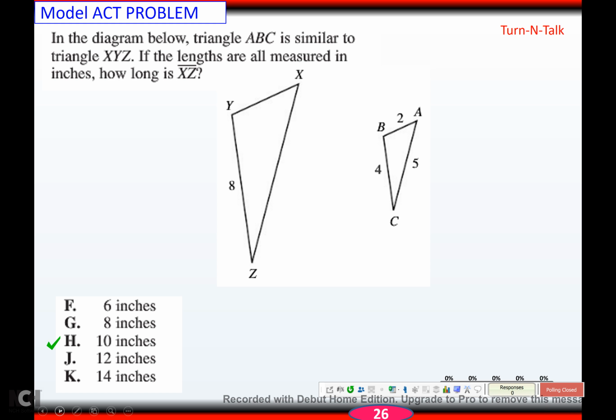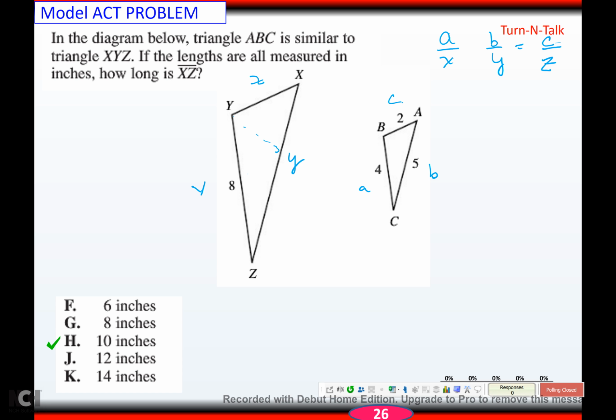All right, in the diagram below, triangle ABC is similar to XYZ. So we know little a is proportional to little x, little b is proportional to little y, and little c is proportional to little z. All right, how long is XZ? Well, which little letter is that? It's across from big Y, so it's little y. So I can set up my proportions. This would be y, this would be z, this would be x, this would be little a, this would be little b, and this would be little c.